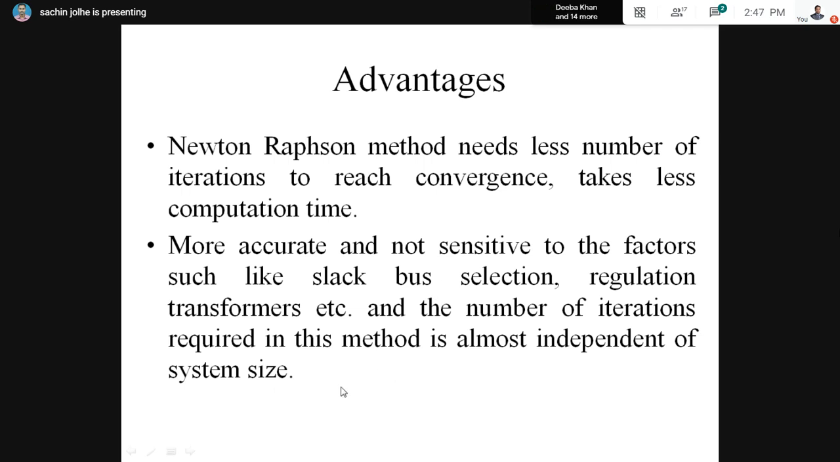So normally we are using it for different or higher size systems, where we are able to get this value very early.